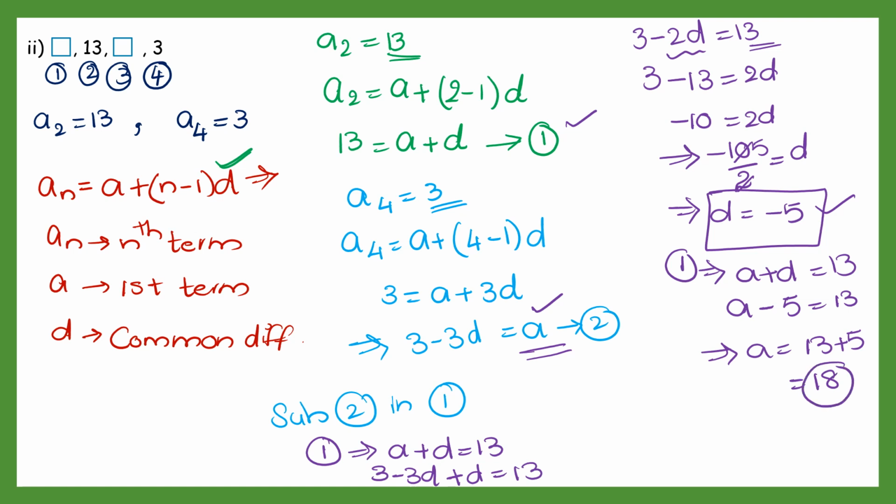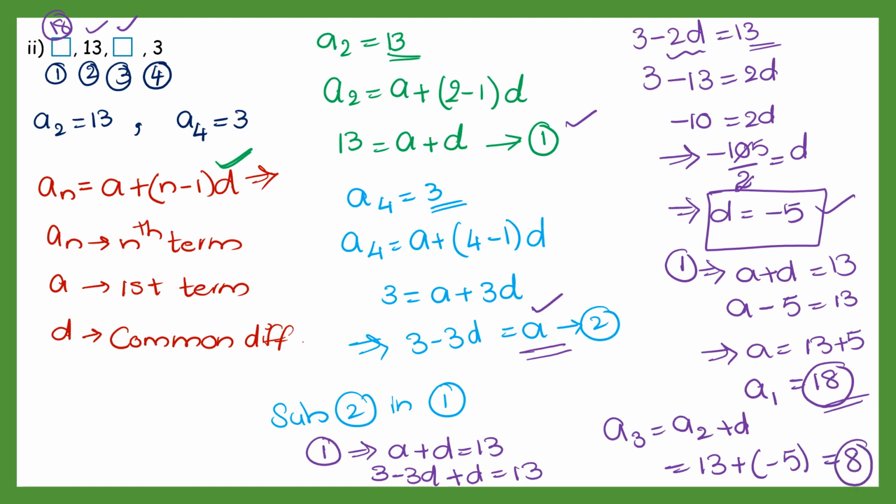The first term A1 is 18. Sorry, 13 plus 5 is 18. So the first term we got as 18. Now the third term. What is the third term? The third term is nothing but the second term plus the common difference. A2 plus D. So A2 is what? The second term we already know it is 13. 13 plus the common difference, minus 5. 13 minus 5 is what? 8. So we got the third term also as 8.